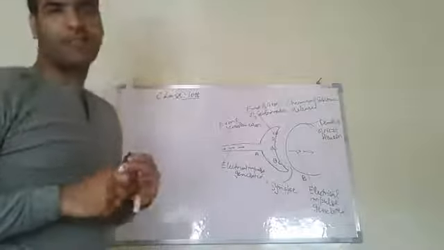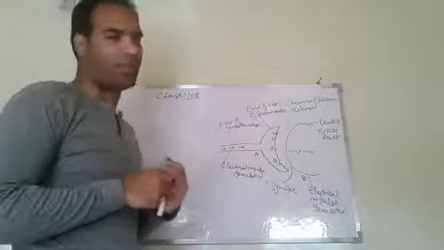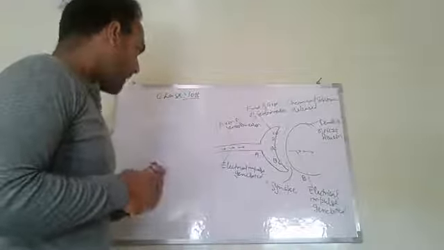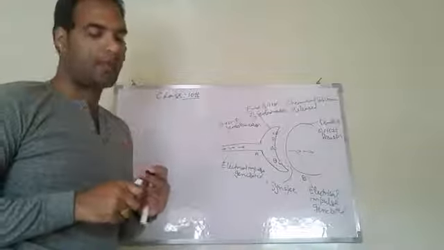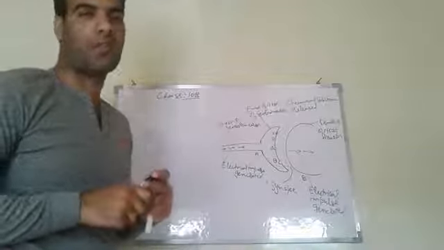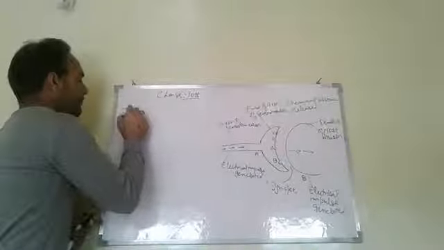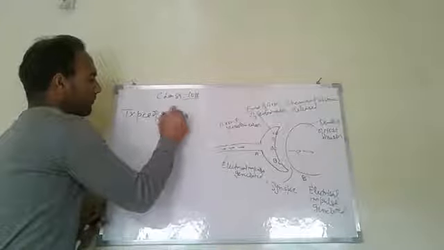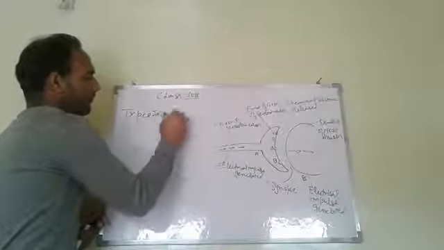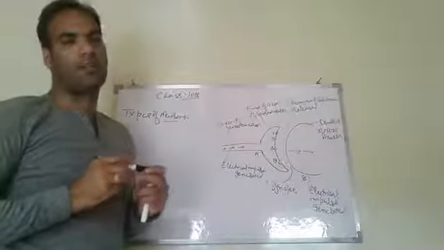In the previous lecture, we discussed the structure of the neuron, the unit of the nervous system. Today in this lecture, we will discuss the types of neurons and the transmission of nerve impulse. First, we will discuss the types of neurons. Mainly three types of neurons are present in the human body.